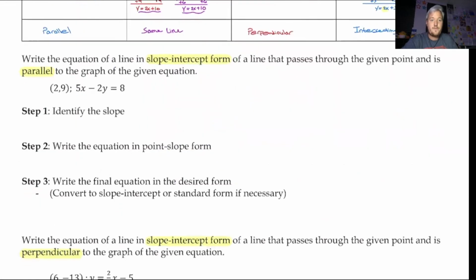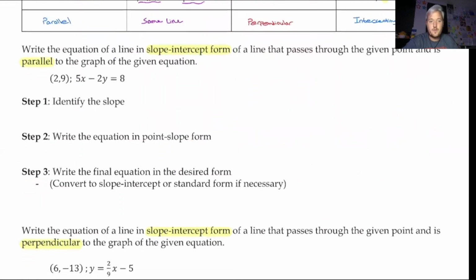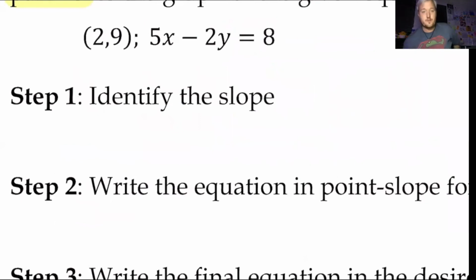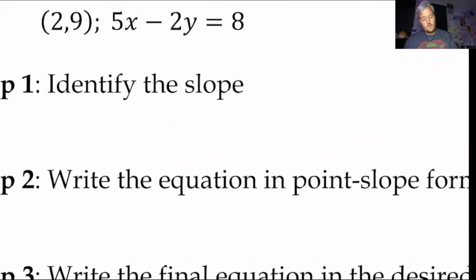Okay, so now we want to be able to write the equations of a line in slope-intercept form that passes through the given point and is parallel to the given graph. All right, so I give you the point that it passes through, and I give you the equation. So notice how it's in standard form. So I'm going to start with A, B, and C.